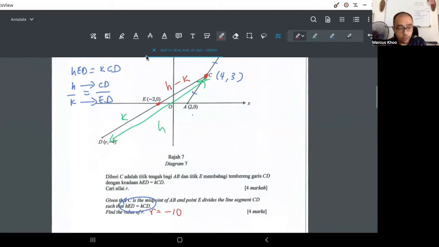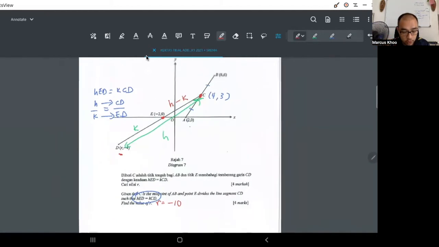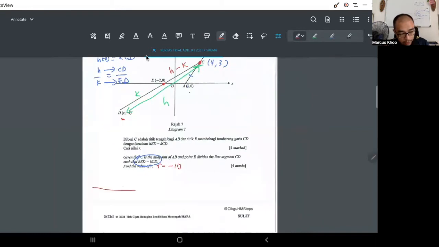Okay. So find the value of R. So this is the lompat-lompat question. Okay, let me redraw this diagram for you. So we have D, we have E, and we have C. C is 4 and 3, E is -2 and 0, and D is R and -4. If we want to find the value of R, we're just going to use the X coordinates lah. Okay, this one is going to be K, and this one is going to be H minus K.